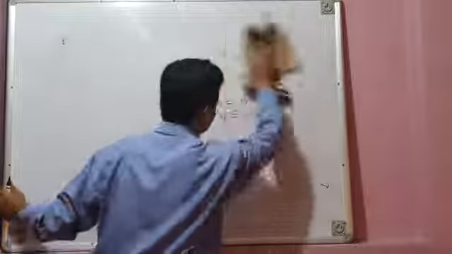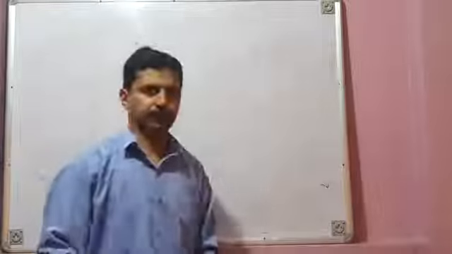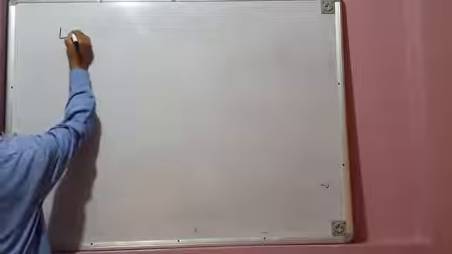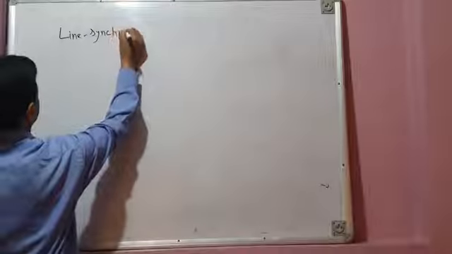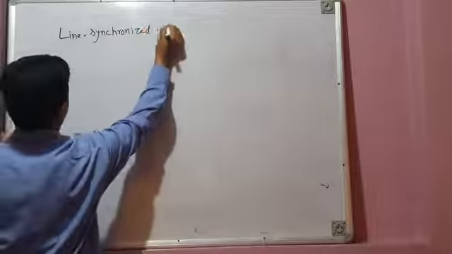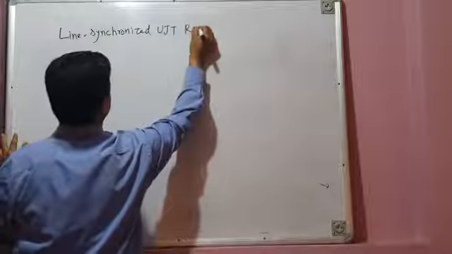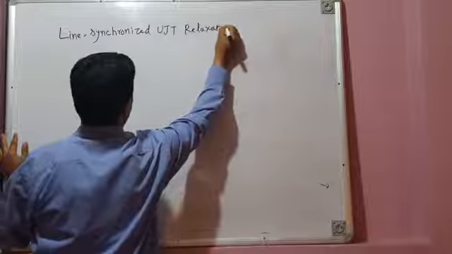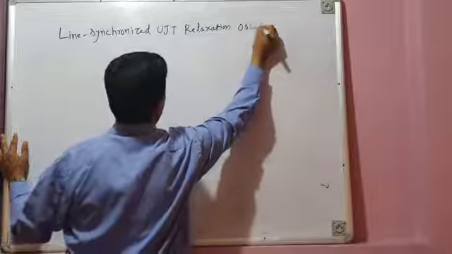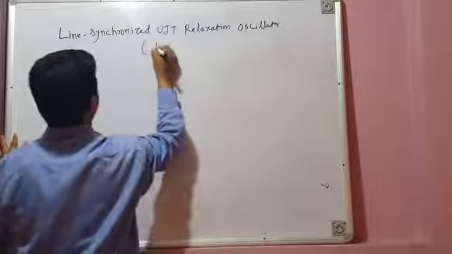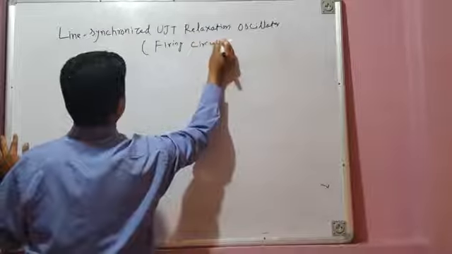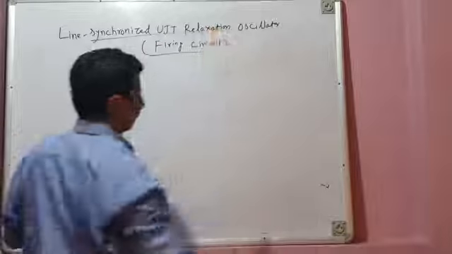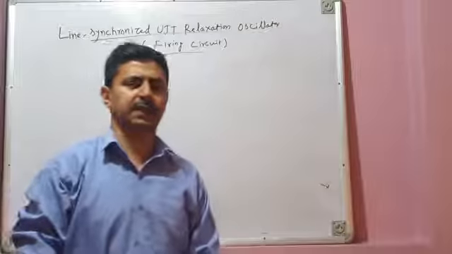Now let us use this UJT for the firing of a thyristor in an actual circuit. So we will now discuss the line synchronized UJT relaxation oscillator, or firing circuit. Let us see how we can use the line synchronized UJT relaxation oscillator as a firing circuit.